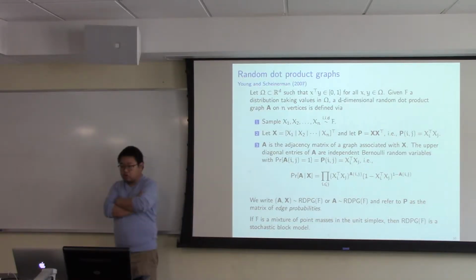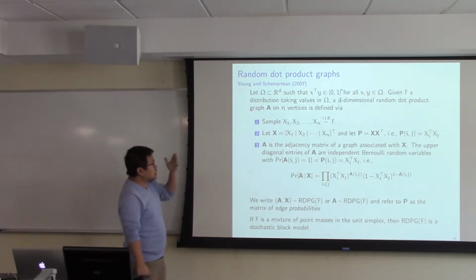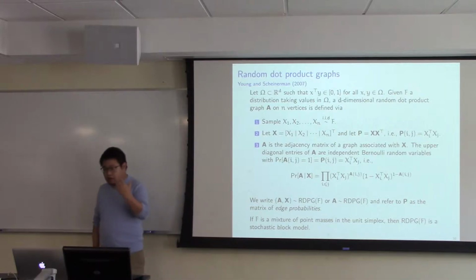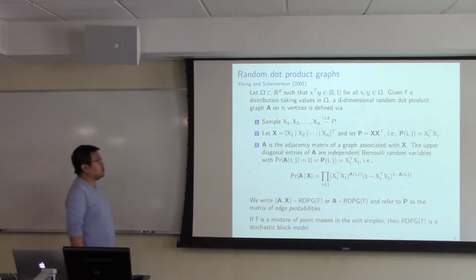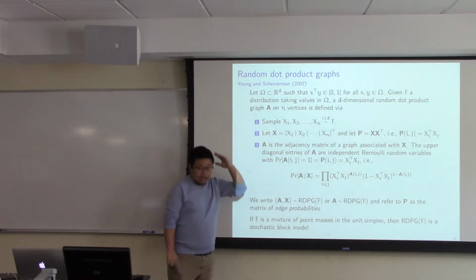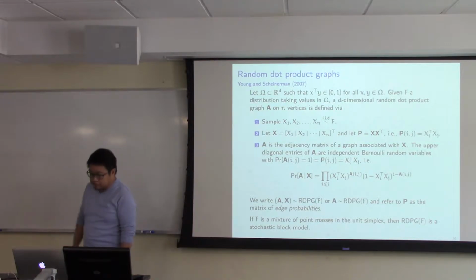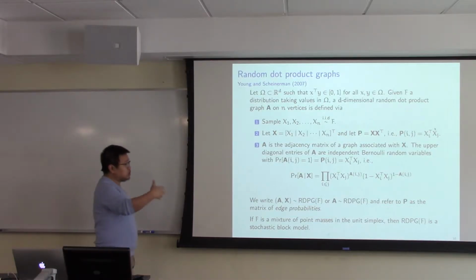Omega is a subset of d-dimensional Euclidean space, whose inner product for any two points in Omega is between 0 and 1. And now if I let F be a distribution taking values in Omega, I could define a random graph model as follows. I sample n points i.i.d. according to the distribution F, and let X be the n by d matrix of the latent positions. And let P be the matrix XX transpose, so the probability of connection between i and j, the Pij here, is the inner product between Xi and Xj, between 0 and 1.